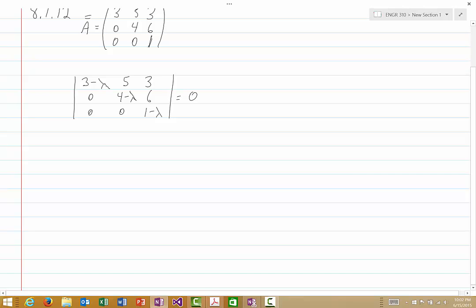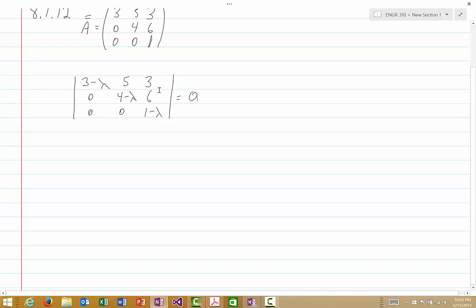Now, in this case, it's pretty easy for us to evaluate this 3x3 determinant. We should evaluate it either going down the first column or across the last row, because the first column has two zeros in it and the last row has two zeros in it. If we choose either one of those ways, we'll save ourselves a lot of work. So I'll go across the bottom row. And remember, the checkerboard pattern associated with the determinant is plus, minus, plus, minus, plus, minus, plus, minus, plus.